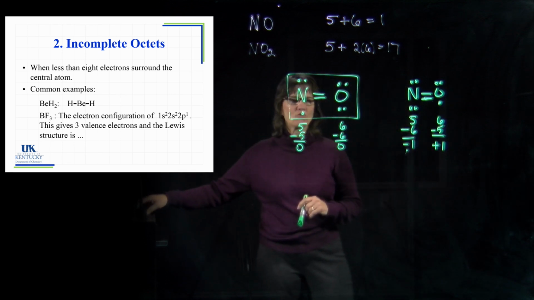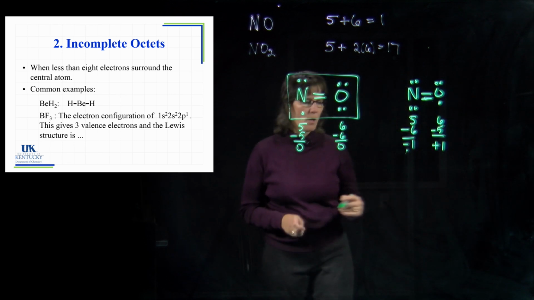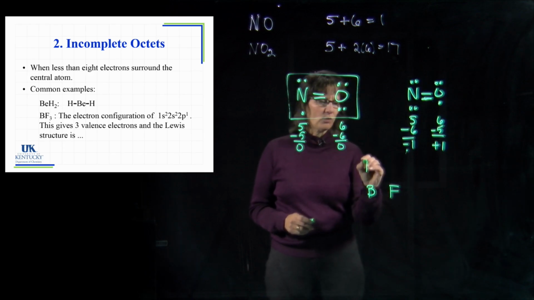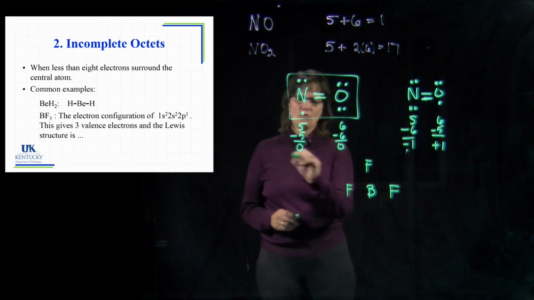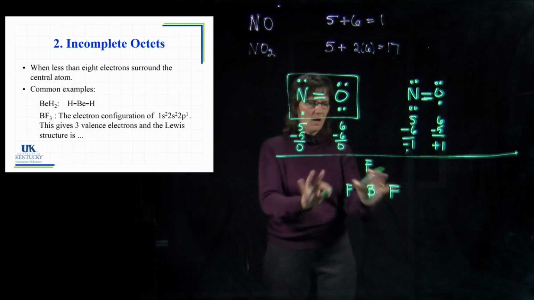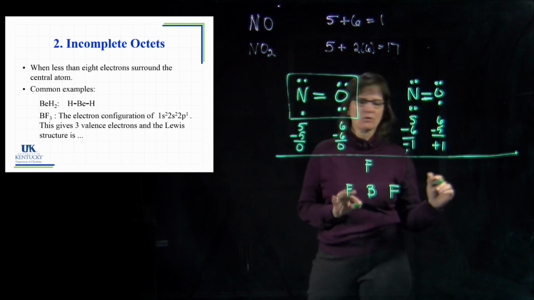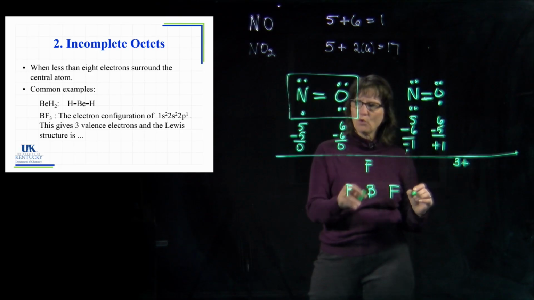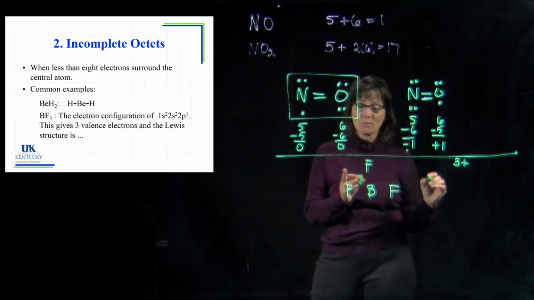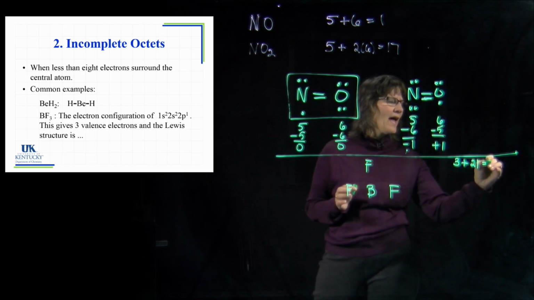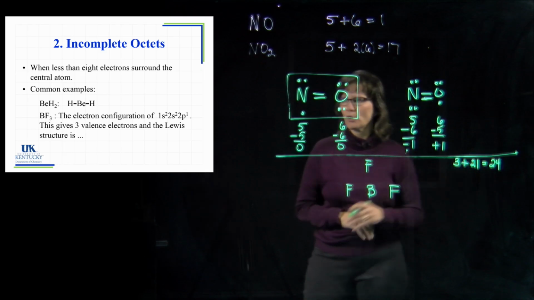So I'm going to start by drawing a Lewis structure for it. Boron is in the middle, and the 3 fluorines surround it. Let me draw a line here so we can separate this from the work above. All right, so we have to count up our valence electrons. Boron has 3 valence electrons. Each fluorine has 7. That's from the periodic table. 7 times 3 is 21. So I have 24 electrons to work with.